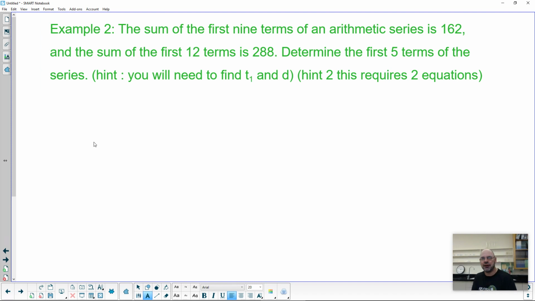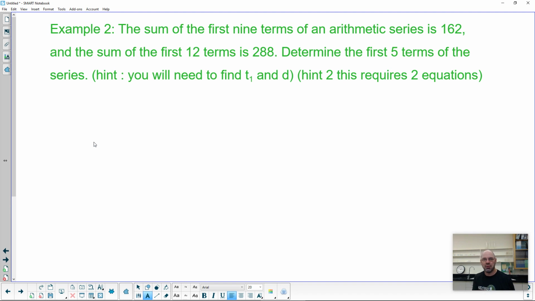The sum of the first 9 terms of an arithmetic series is 162. The sum of the first 12 terms is 288. Determine the first 5 terms of the series. Hint, you're going to need to know T1 and D. And the second hint that I have here is that this is going to require 2 equations.